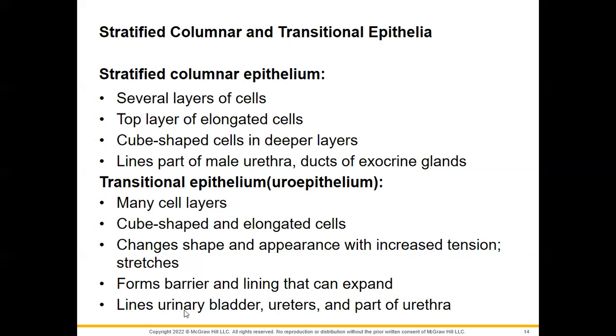And when these are filled with fluid, those tissues stretch. Once they stretch, they change the shape and appearance of these cells. Once those structures are empty, they change again. That is again why they're called transitional. So they'll sometimes be cube-shaped, sometimes be elongated, depending on how much tension and stretch these cells have.